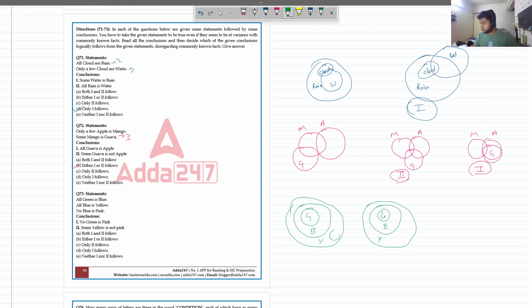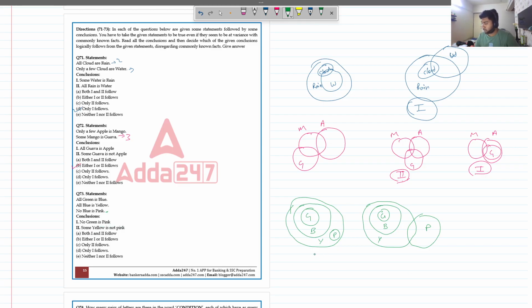Either pink can be over here, so that all pink is yellow but no pink is blue, or it can be like this also. There can be two cases emerging from the third statement. That's why I have drawn two cases. Hopefully by now you have understood the purpose of drawing two cases simultaneously. Keep on drawing two simultaneous cases. Let's read the conclusion now. No green is pink.